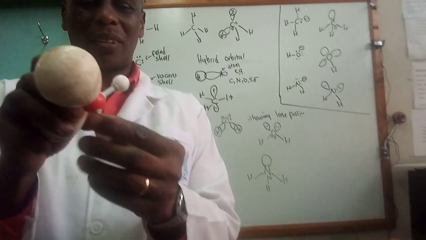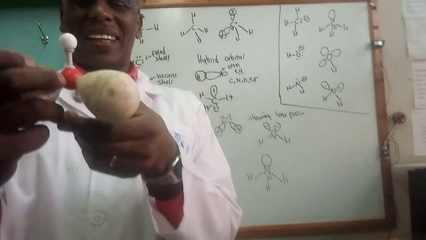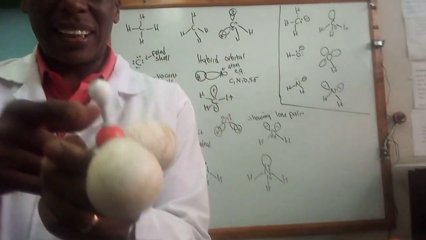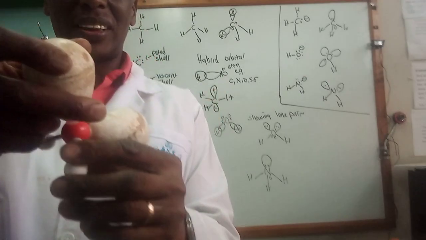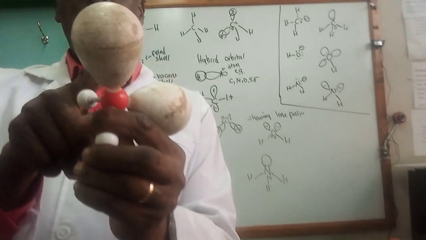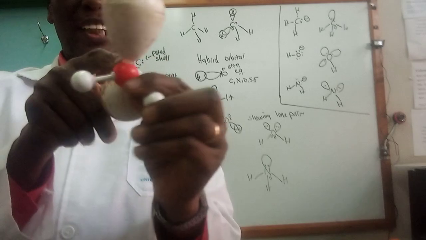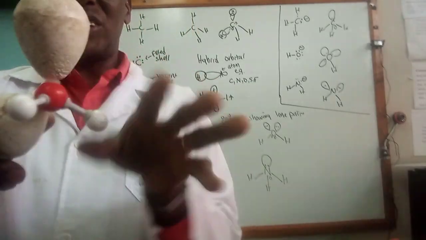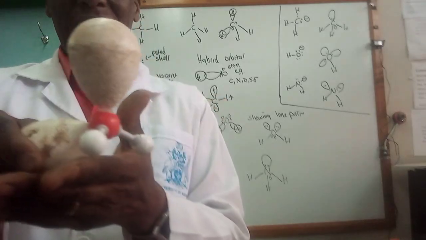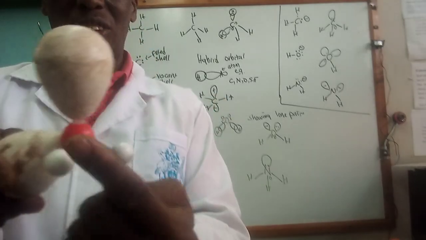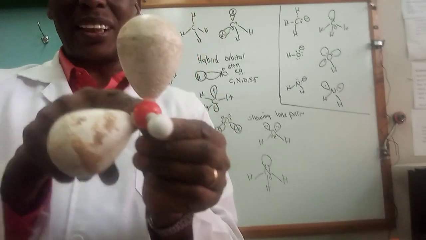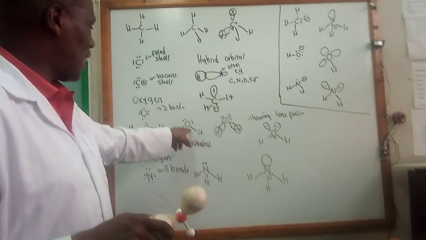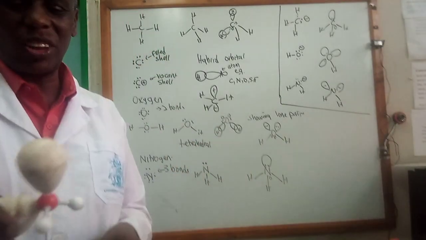If I show it like this, then one of the lone pairs is at the top, the other lone pair is at another angle, and then the two hydrogens form part of the tetrahedral. Can you see the tetrahedral? So one of the lone pairs is forming one side of the tetrahedral. So water is tetrahedral.